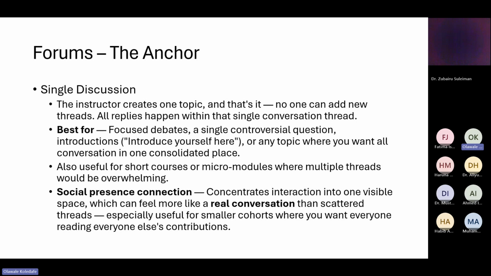If we want to debate on a single topic, a single idea, this is okay. So we want everybody to channel their thoughts into this. It is useful for short courses or micro modules where multiple threads could be overwhelming. So for short courses like this, we'll be deploying a single thread discussion. What this does is that it helps us to foster real conversation rather than having scattered ideas. So real conversation over the same issue, rather than everybody creating their own different forums or fora.